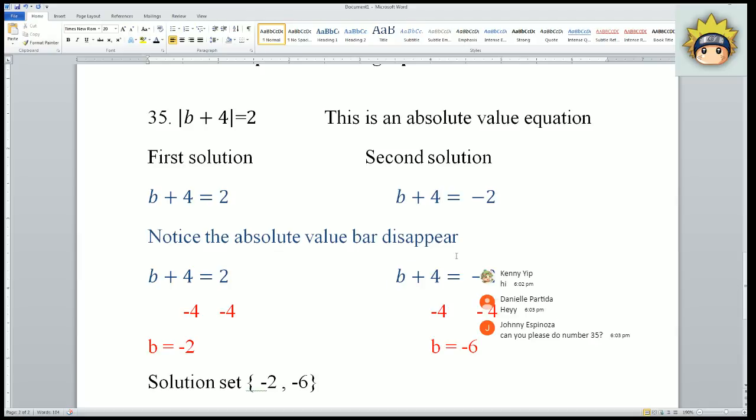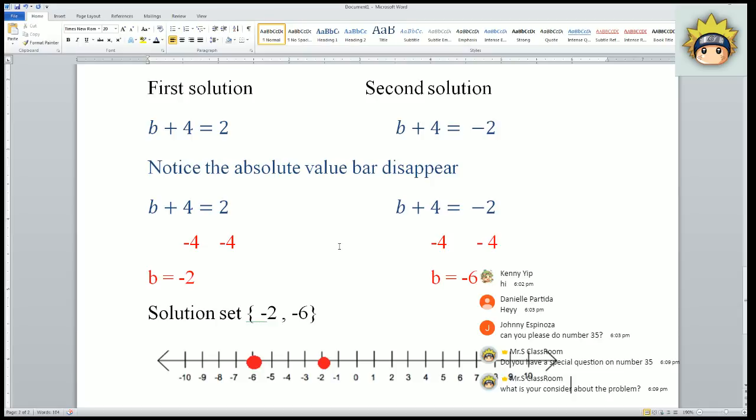Do you have a specific question on number 35, Johnny? I can type that into chat. What is your concern about the problem? There might be many things that you're concerned about. Are you weirded out because the solution set has both negative numbers? The solution set can be positive or negative.